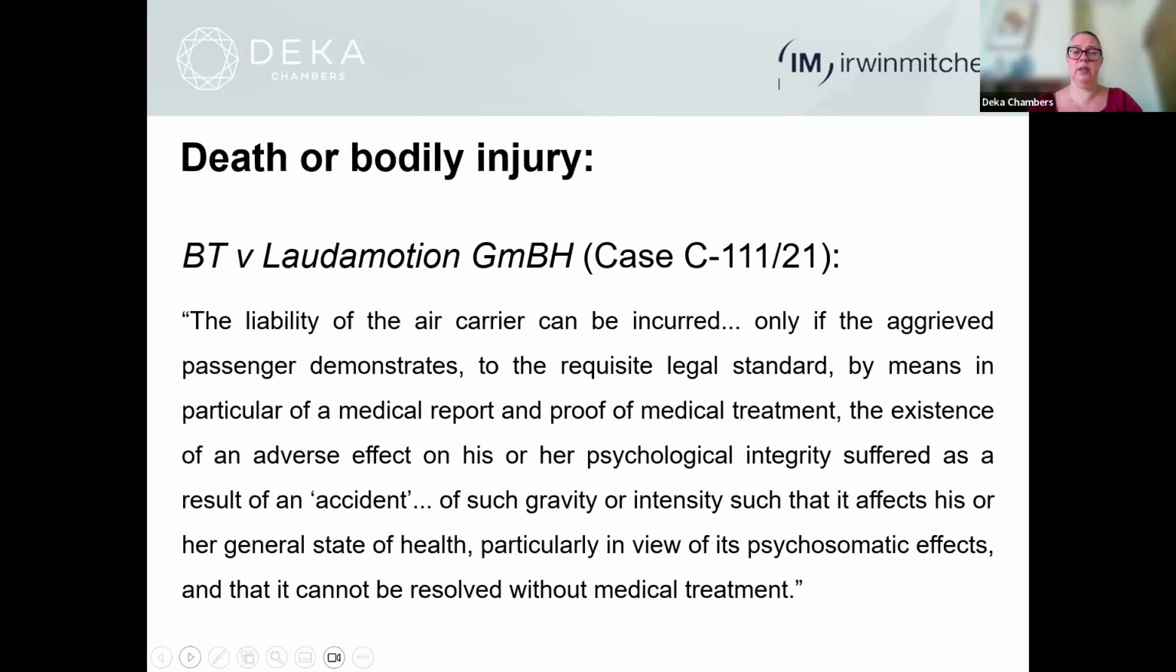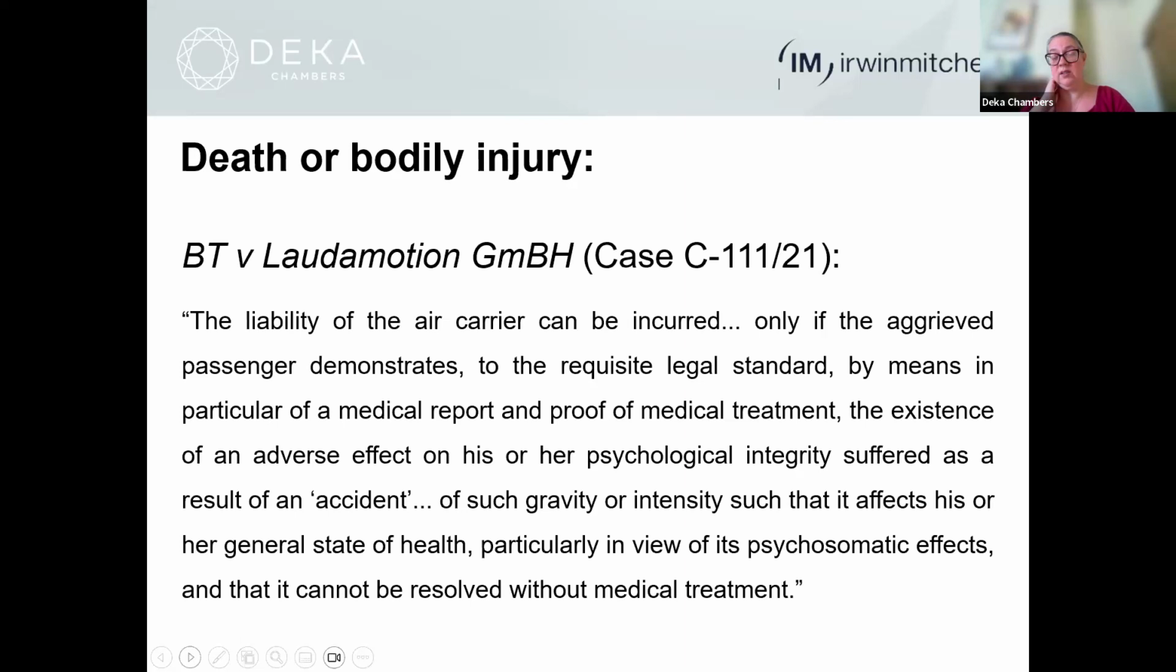They don't address the issue of bodily injury at all and the issues with that. They don't adequately address the other international case law that looks at this. And the other problem is that they say the psychological injury has to be of a particular gravity. So it has to be of such gravity or intensity that it affects his or her general state of health, so much so that it can't be resolved without medical treatment. Now, in the English courts, you don't need to prove that, generally speaking, in relation to psychological damage. But it seems, if we were to follow BT, that Montreal Convention cases are a particular kind of case where you've got to show, by reference to a medical report, that the claimant requires medical treatment. And if you do show that, then you recover.